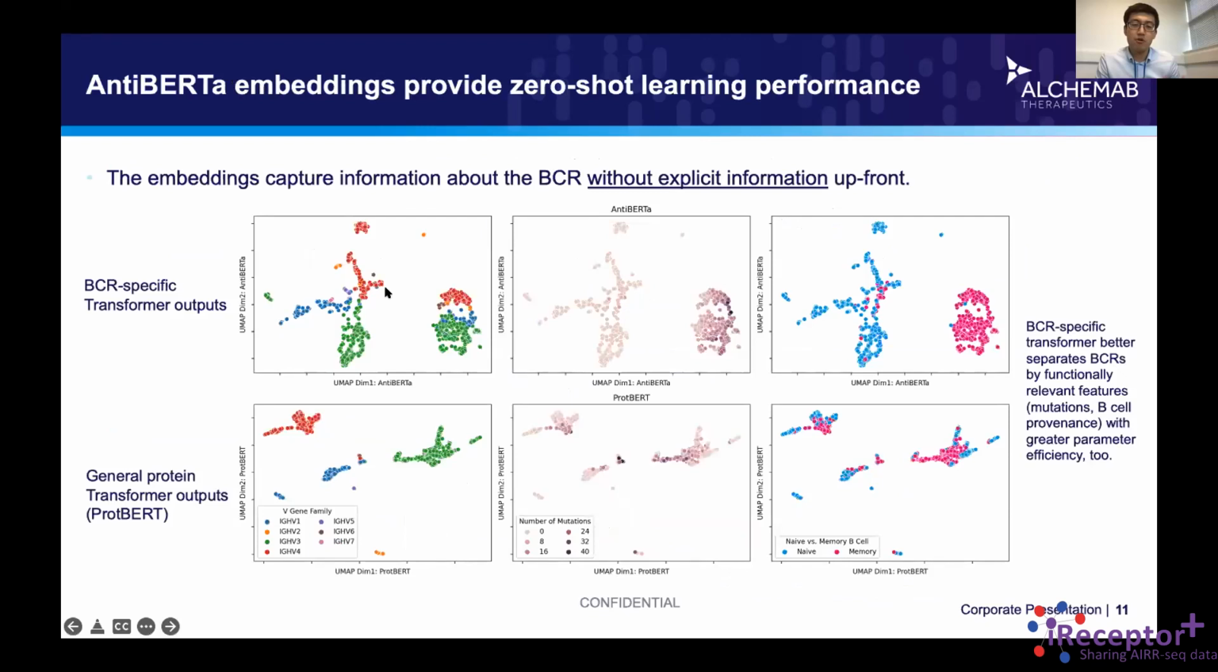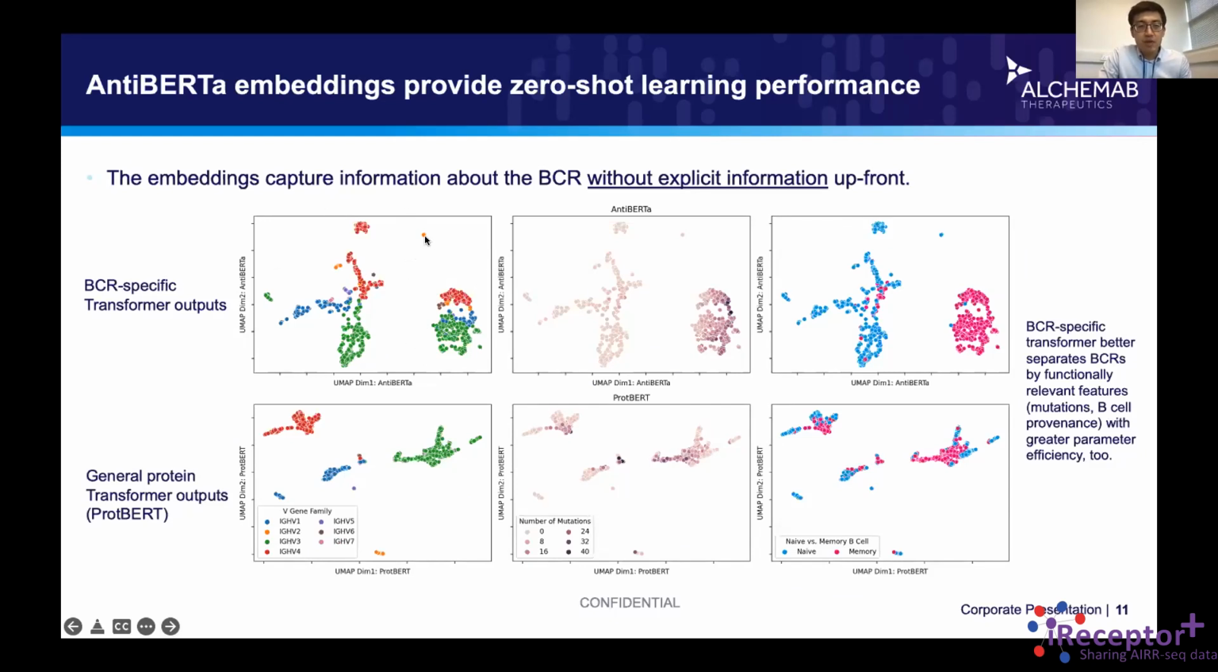What we found really curious is that the embeddings we got out of our AntiBERTa model are able to show zero-shot learning performance. By zero-shot learning, we mean that we didn't give any information upfront, yet the transformer was able to pick out functional aspects of the BCR. This plot shows effectively the same UMAP plot for embeddings from a BCR-specific transformer or a general protein transformer like AntiBERT.